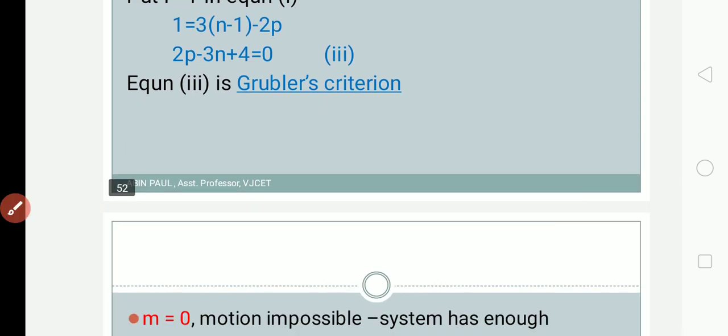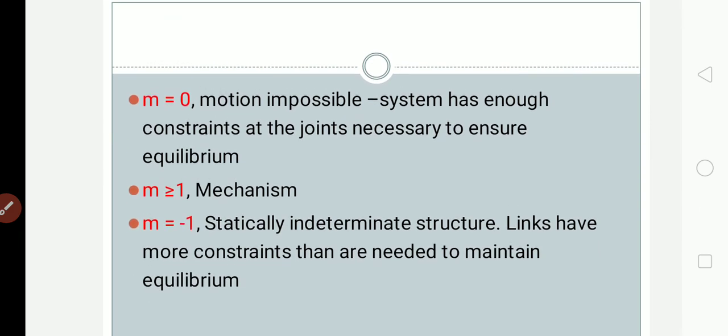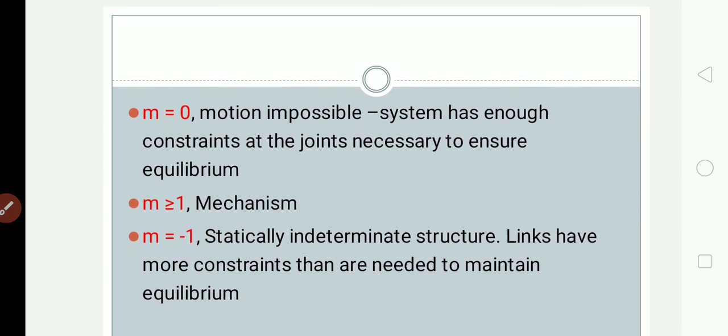Next, that's another concept, which is also very important. That is, m means mobility. If m equal to 0 for any mechanism, what does that mean? The mechanism cannot move. It is stationary, or motion is impossible. That is, the system has enough constraints at the joints necessary to ensure equilibrium. That is the first one. If m is greater than or equal to 1, mobility is there, and that forms a mechanism.